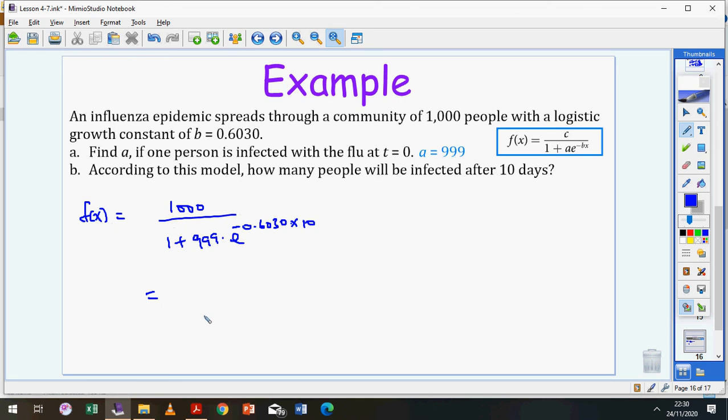293.8 something. And since this is people after 10 days, we're going to round it up, right? We're going to round it up because this question is asking for people that are infected after 10 days. At 10 days, if it says at 10 days, then you round it down to 293 because you can't have 0.8 of a person. But since it's saying after 10 days, then we're going to have to round it up because after 10 days, surely the number of people that are infected are more than 293.